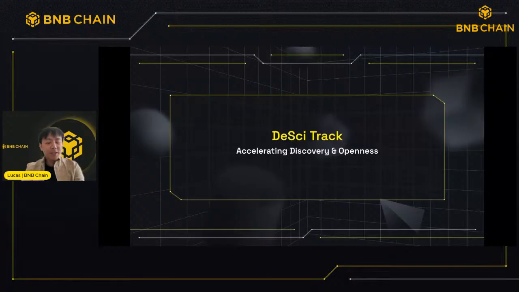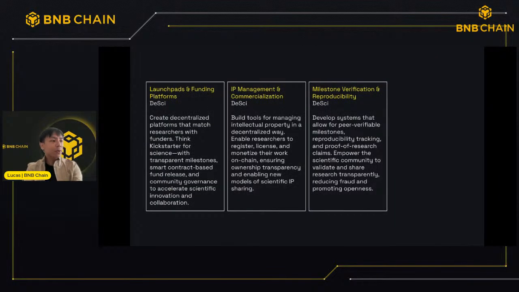Now, moving on to the decentralized science track. DeSci is all about fixing the broken parts of traditional science: closed access, slow publishing, gatekeeping, and lack of incentives for sharing. With Web3 tools, we can build science to be faster, fairer, and more open, funded by the community, governed transparently, and verified on-chain. There are 3 recommended challenges here.